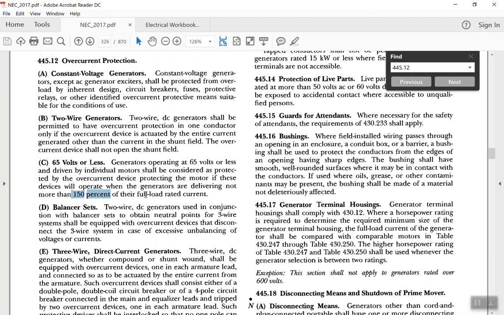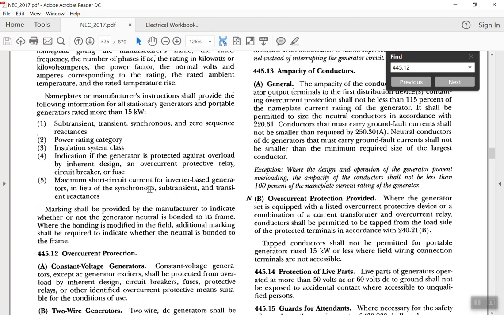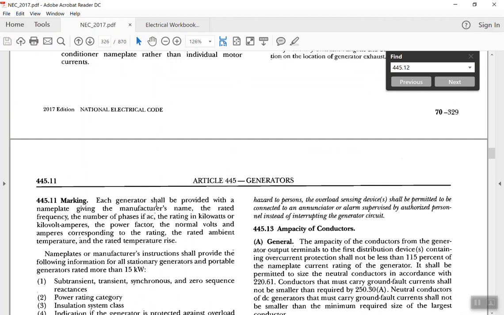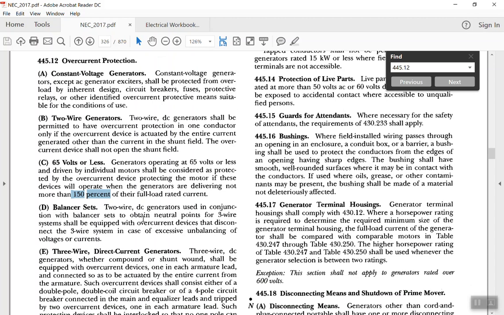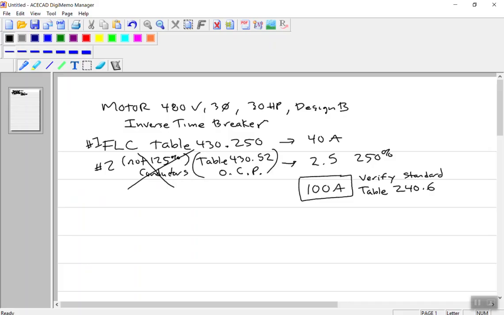Once again, we're at 445.12(C). That's on my page, by the way. Let me just check here. That's on my page 330 on my NEC 2017. And article reference 445.12(C) gives us 150%. So let's go ahead and put that down in our notes. Put a little line here. We've gotten out of motors for a minute. 445.12(C), and of course we talked about a generator.